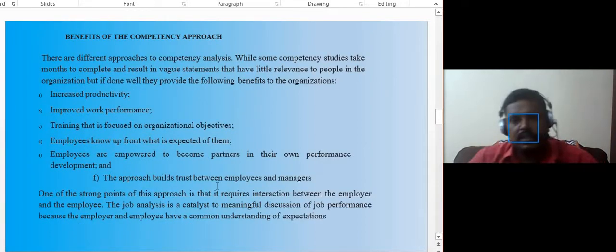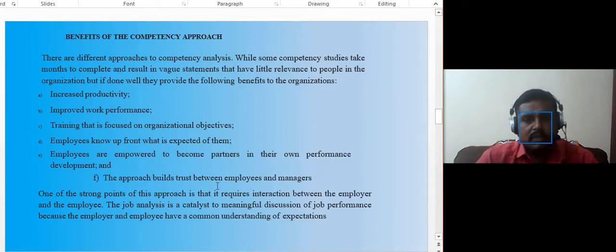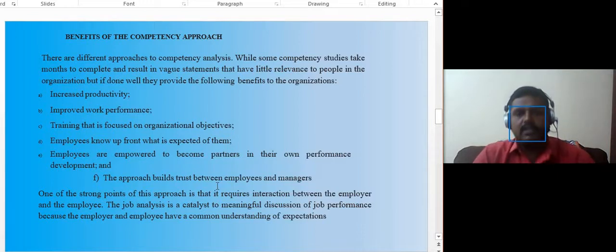The benefits of the competency approach. There are different approaches to competency analysis. While some competency studies take months to complete and result in vague statements that have little relevance to people in the organization, if done well, they provide the following benefits to the organization. What are the benefits? First, you can increase productivity. Second, improved work performance. And third, training that is focused on organizational objectives.